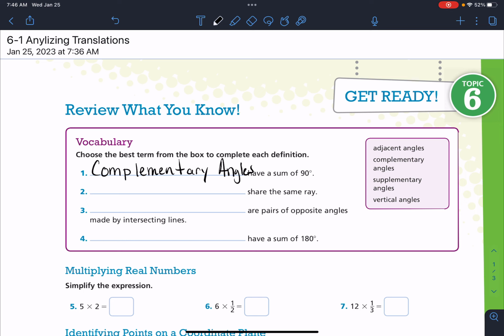90 degrees is what we call a right angle. So if you think of complementary angles, they're just right for each other because they complement each other. Hence making a right angle, because they're just right for each other. I know it's a little dumb, but hey, it works. Something silly like that typically sticks. So we used complementary angles, and the next one says blank share the same ray. For this one, it turns out to be adjacent angles.